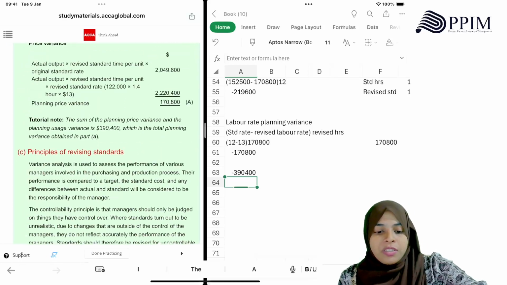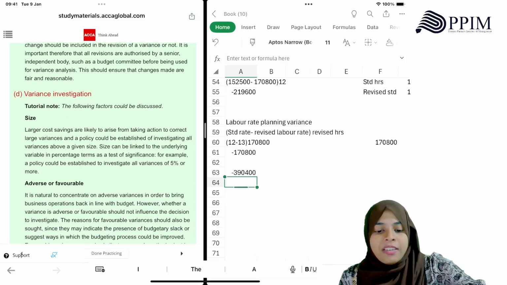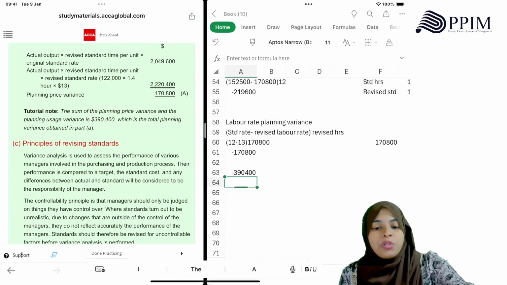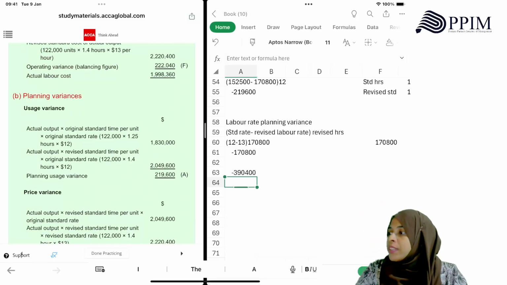Then the theory questions, principles of revising a standard. The other one, I'm not doing that. I just wanted to do only this part. Okay? So with that, we'll stop.